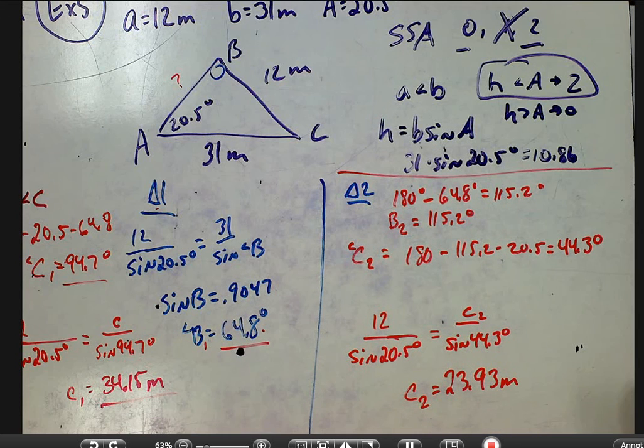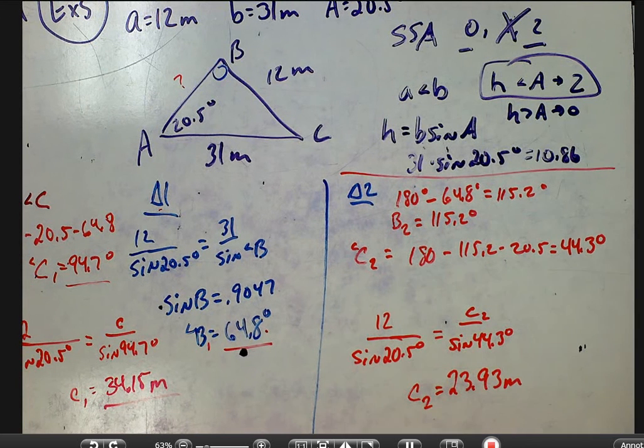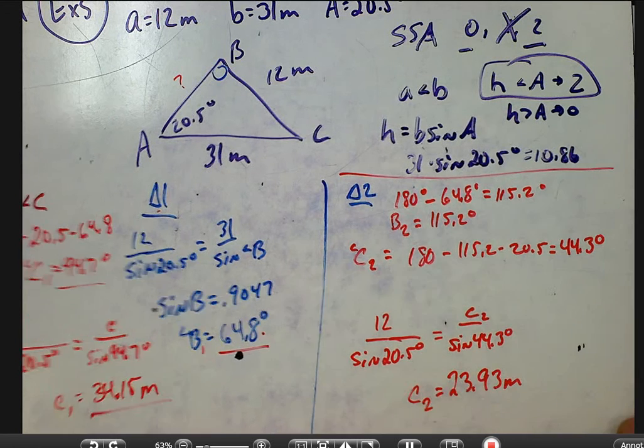And yes, if you have a problem that has two possibilities, you have to find them both. Go ahead and try number 29, and the solution will be on the next video.